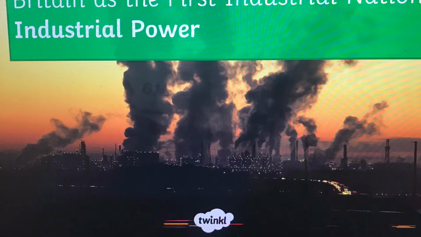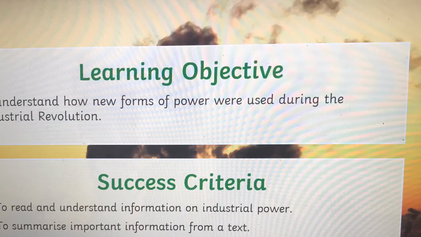Today we are going to be talking about new technologies. So, let's tuck in and get into it, shall we? Right, so today we're going to talk about the key factors which led to the advances in technology during the Industrial Revolution. So our learning objective for today is to understand how new forms of power were used during the Industrial Revolution. Our success criteria is to read and understand information on the Industrial Revolution, to summarize important information from the text, and to explain the importance of steam power to Britain during the Industrial Revolution.